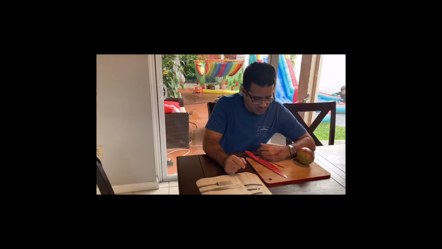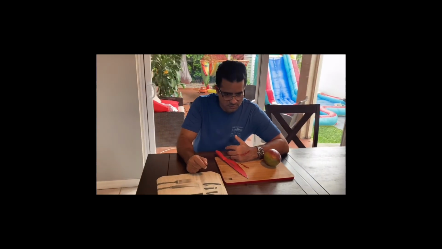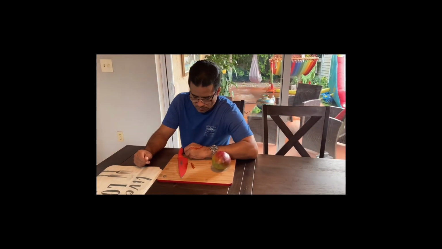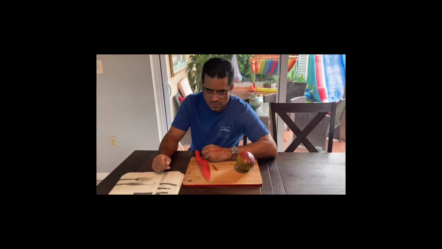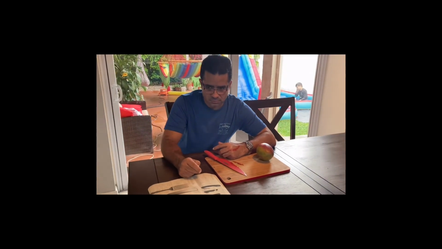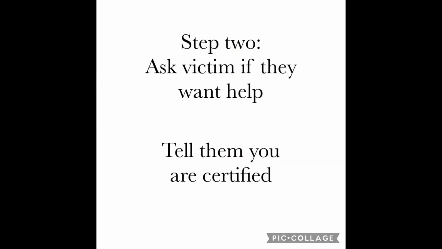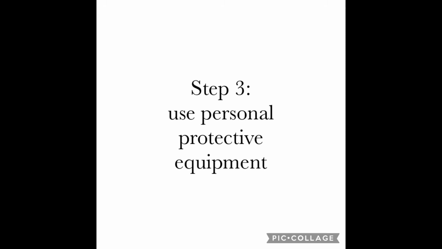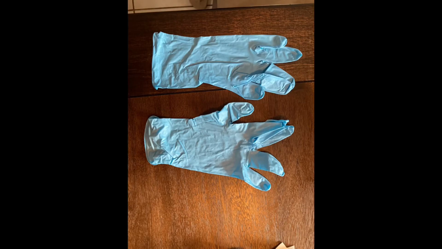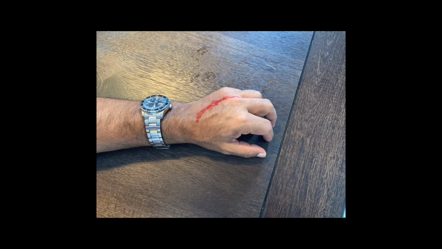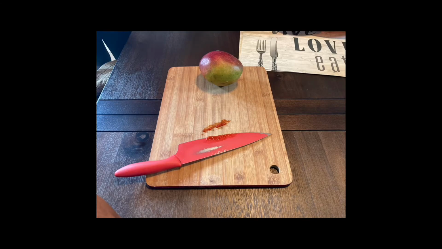Step 1 in treating this type of wound is assessing surroundings. Now, as you can see, a man here has cut his hand, and you can see here that there is a cutting board. Once it is determined that it is okay to help, then try to ask the victim if they would like your assistance. Step 3 is to try and put on some personal protective equipment. Step 4 is to assess the victim to see what actually happened to them and determine course of action.